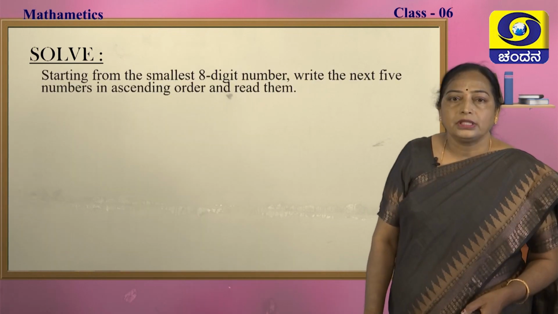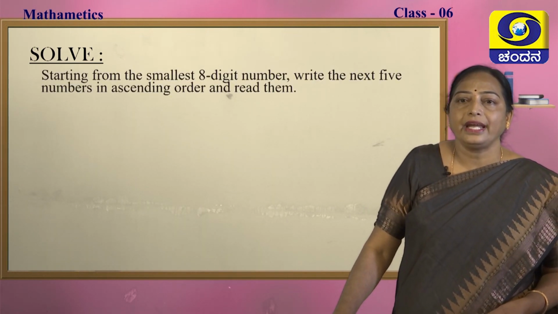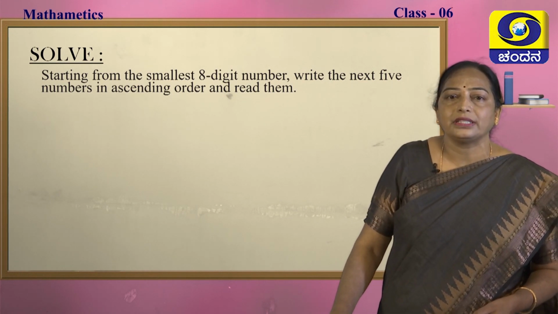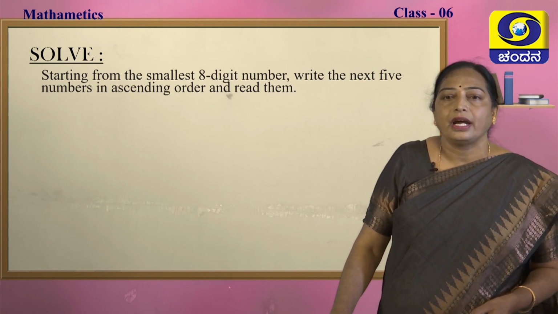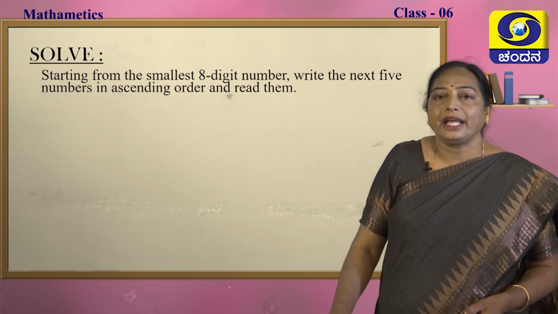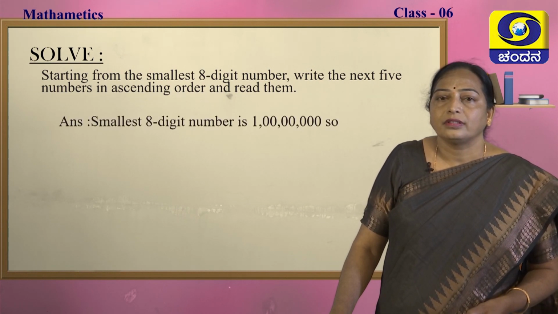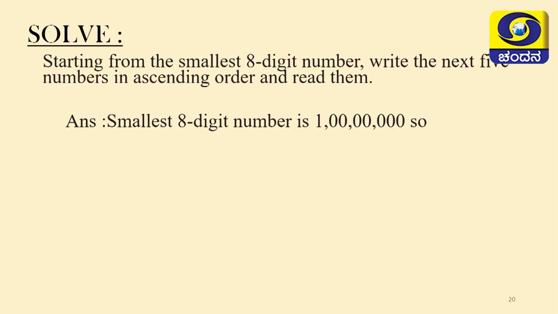Starting from the smallest 8-digit number, write the next 5 numbers in ascending order and read them. Which is the smallest 8-digit number? Yes, smallest 8-digit number is which one? 1 crore. What next? What is the next number after this 1 crore?